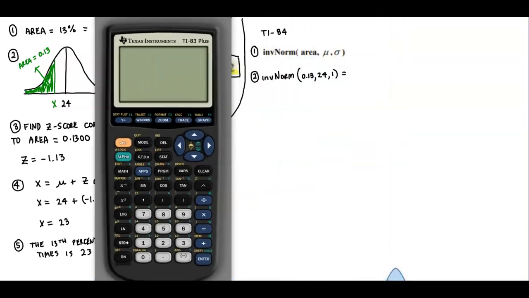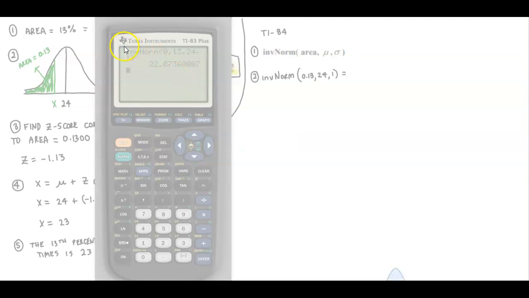If we put that in our calculator, in order to find invNorm, what we're going to do is go to second and then distribution. And then we're going to go all the way down to number 3. And then we're going to put in invNorm. And then we're going to put the area first, which is 0.13 with a comma. And then the mean, which is 24 with a comma. And then the standard deviation with 1, and then close the parentheses. And then equals. Okay, so let me go ahead and copy and paste that.